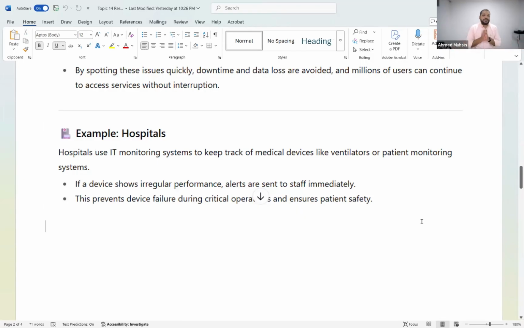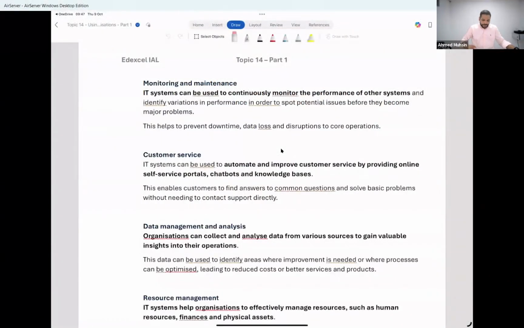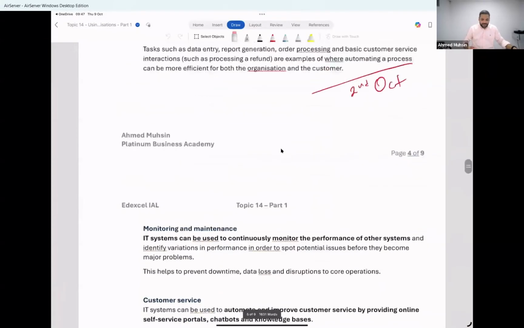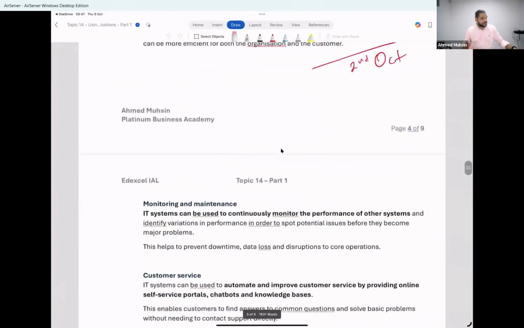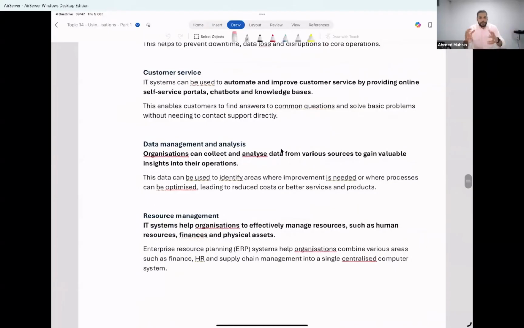What are we talking about right now? Monitoring and maintenance, which comes under operational support, the day-to-day activities that happen in a business. We first spoke about automating, then we spoke about monitoring and maintenance. Now we are going to move on to customer service. How can IT be used to serve your customers? Can an IT system do a better job than a human can do? Let's read and see. Can you guys go through it?